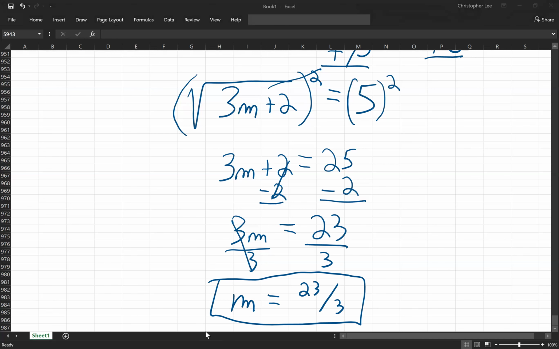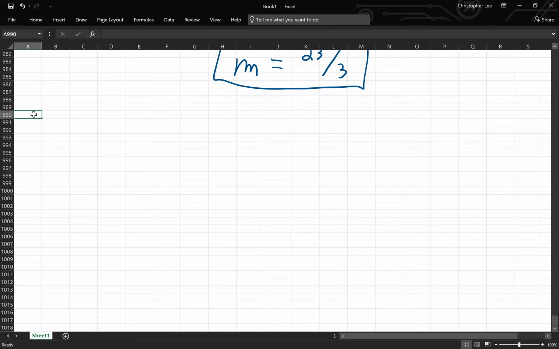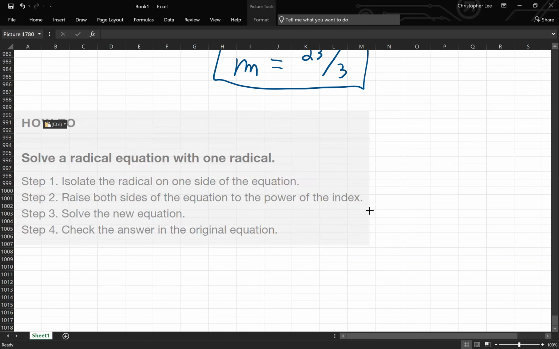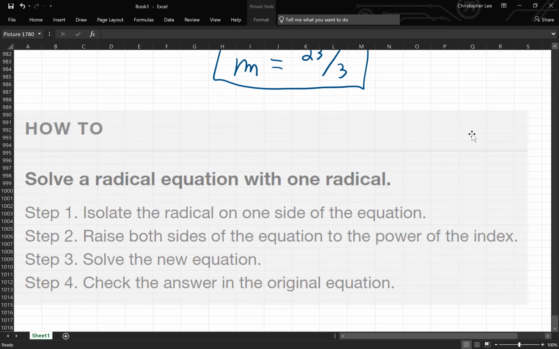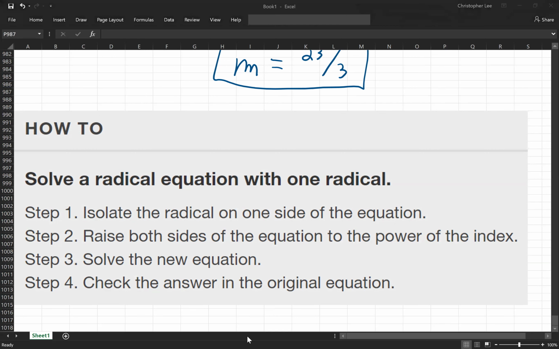All right. Let me give you guys a little procedure. This is how to solve a radical equation with one radical. Step 1 is to isolate the radical on one side of the equation. Step 2 is to raise both sides of the equation to the power of the index. Step 3 is to solve the new equation. And step 4 is to check your answer in the original equation. All right, and that's how you solve these questions.